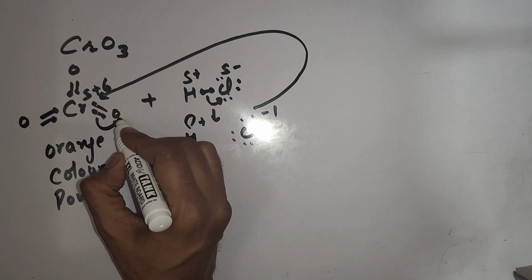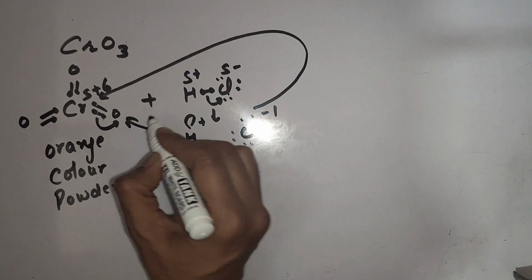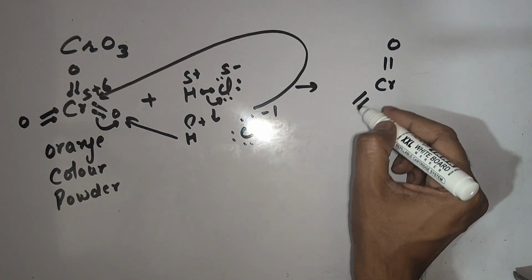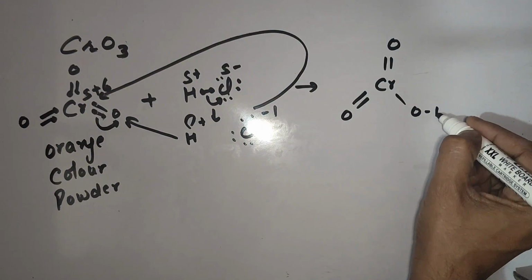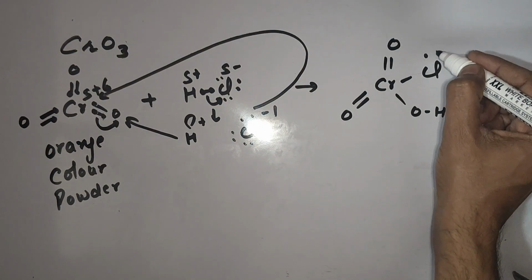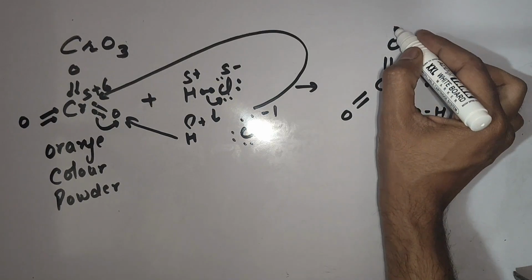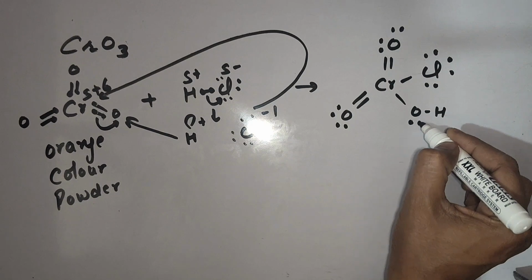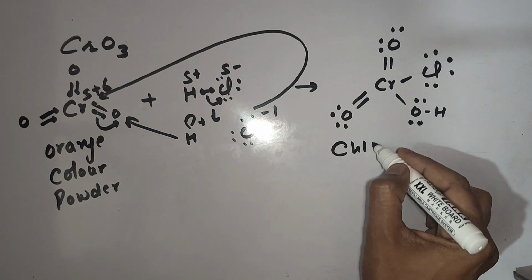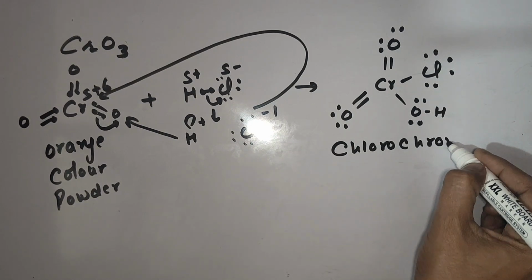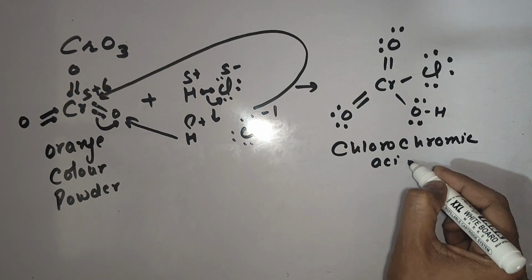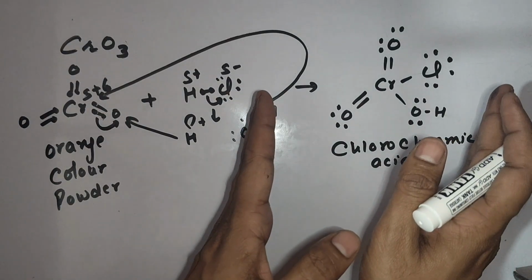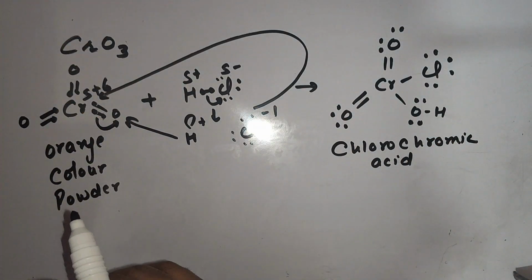These electrons oxygen will use to make a bond with hydrogen, due to which this compound will generate. Chlorochromic acid. Now the compound which is generated here, chlorochromic acid, will further react with pyridine.